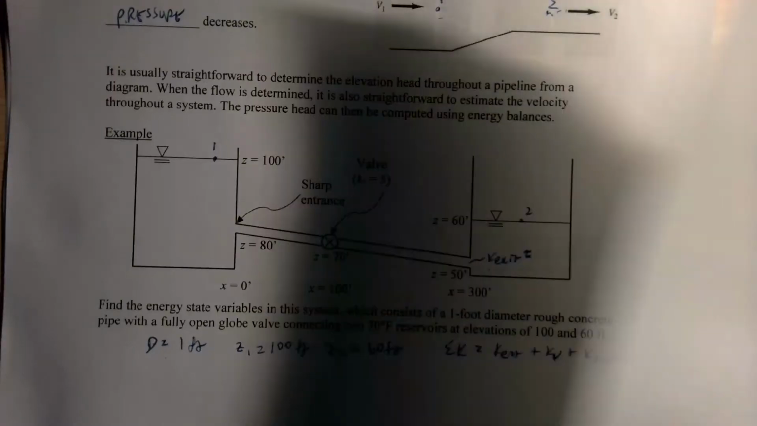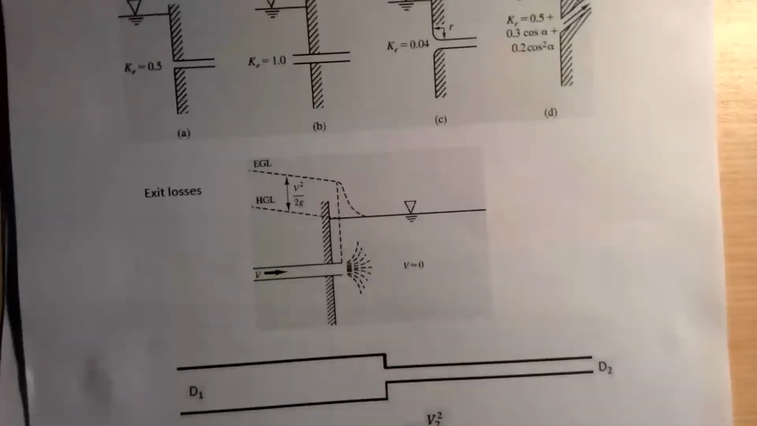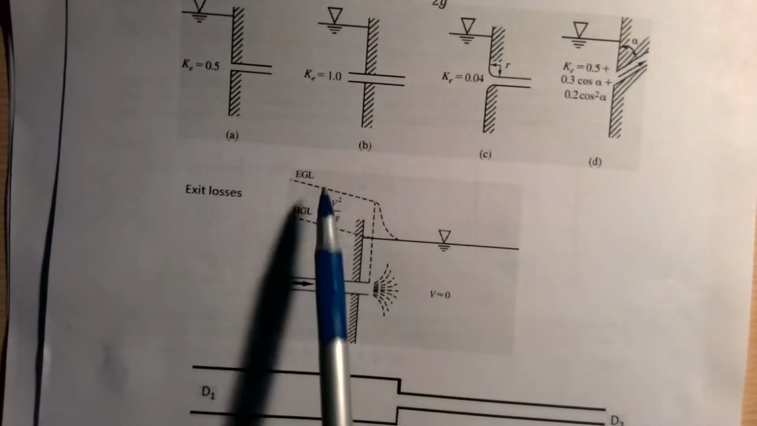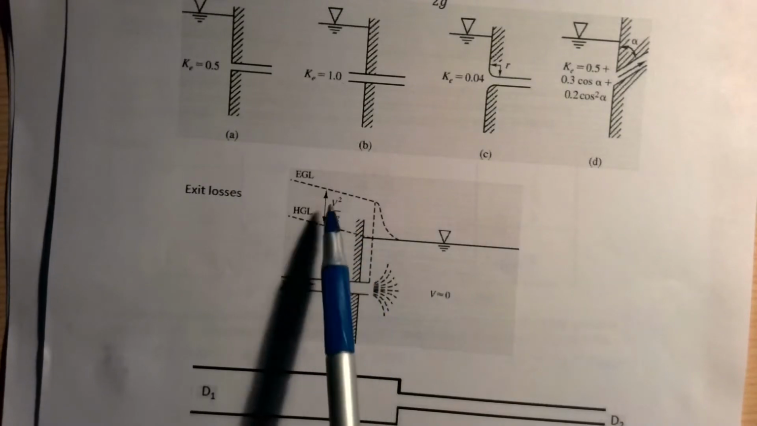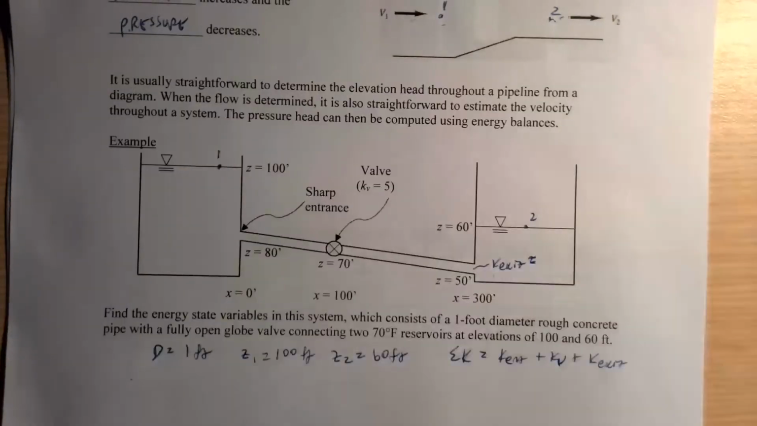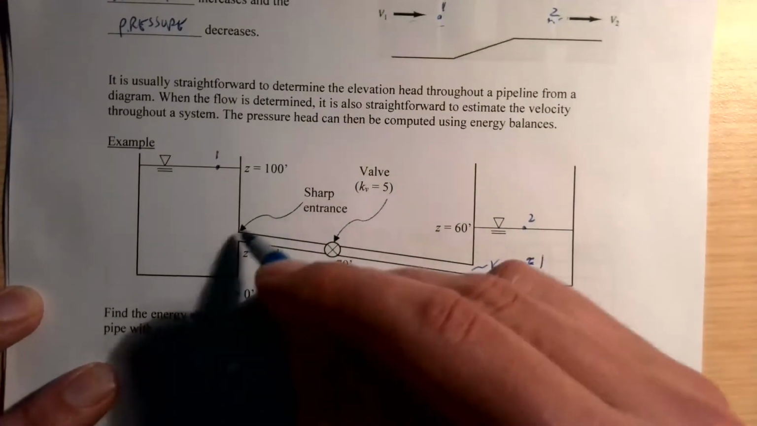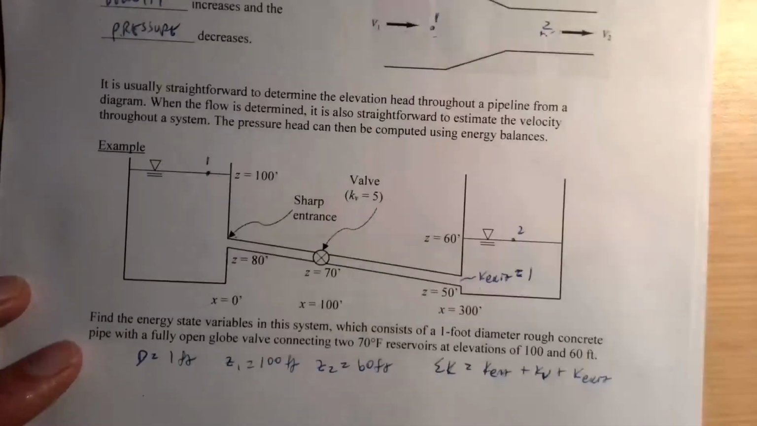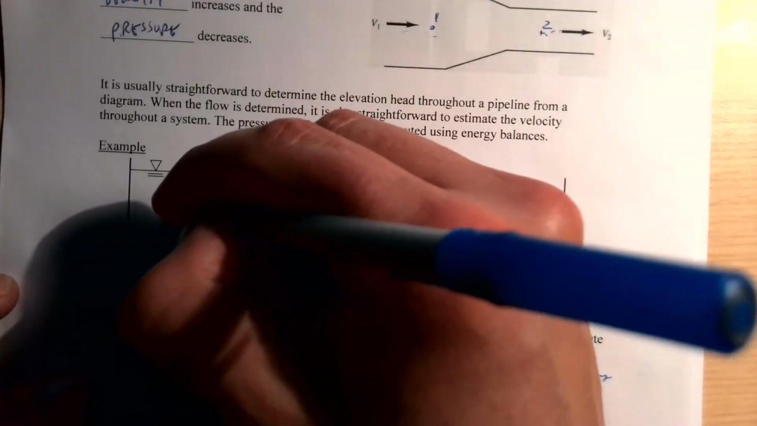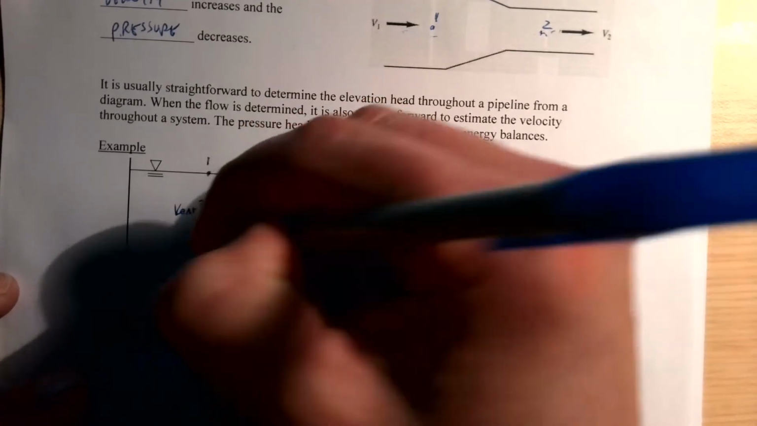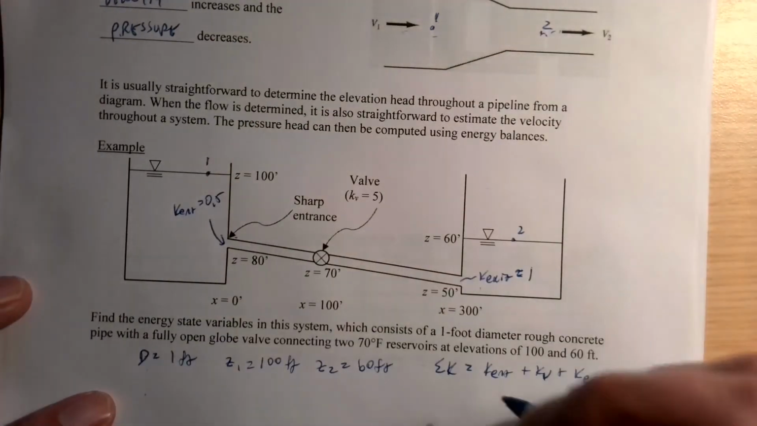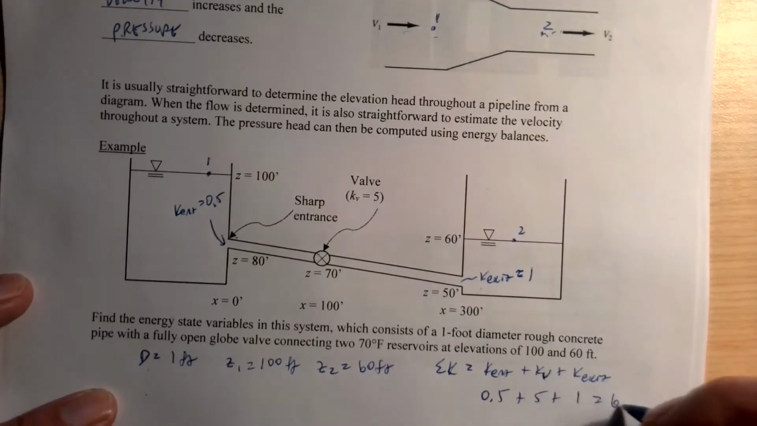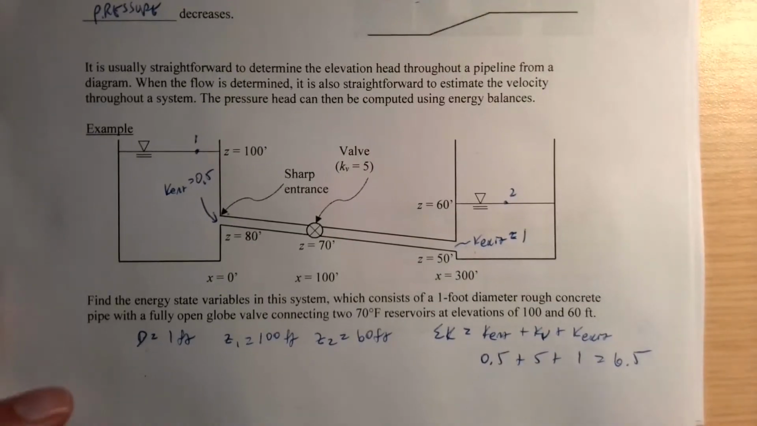But you could go look that up here, and exit losses, yeah, of v squared over 2g, and this diagram actually has the EGL and HGL, and shows how you're losing all the velocity head when you exit the pipe there. So anyway, that's going to be a 1. This is a sharp entrance, and so that's going to be a 0.5 from our table. K entrance is 0.5, and K valve is 5, so we've got 0.5 plus 5 plus 1 equals 6.5. That's the sum of my K's.